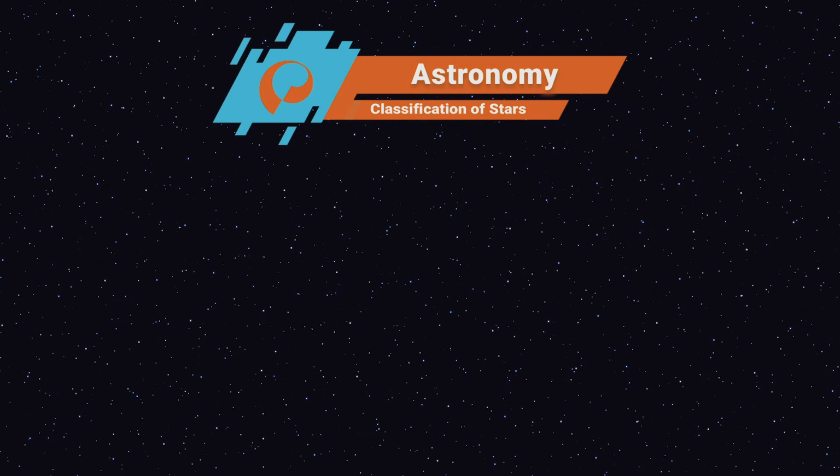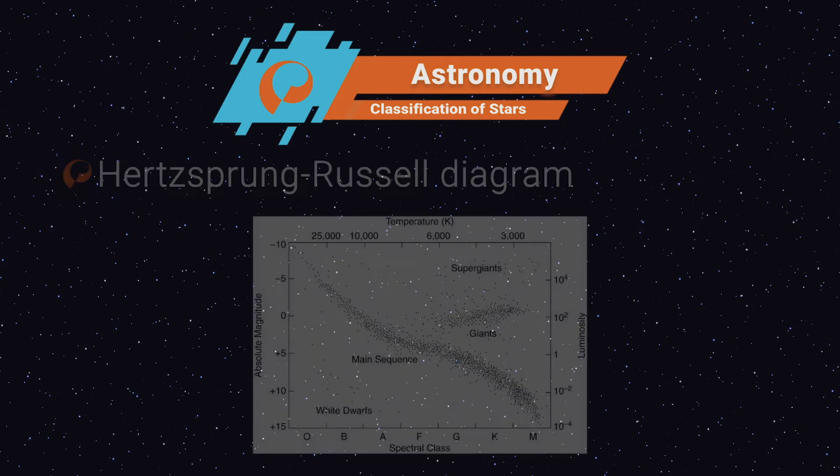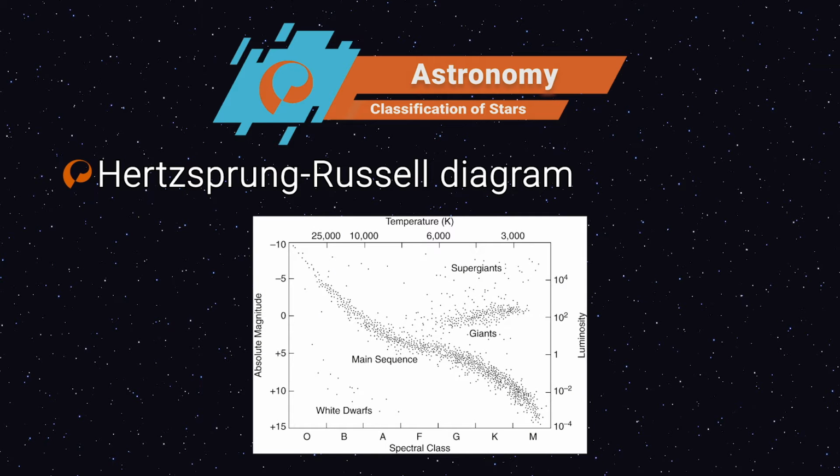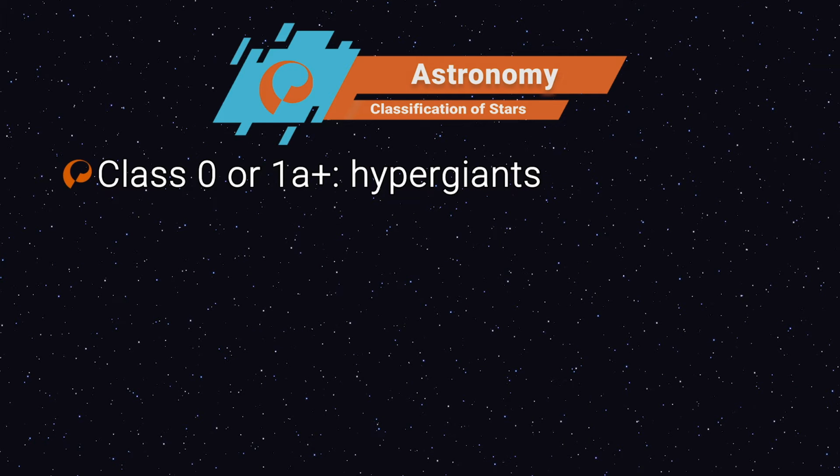Plotting the temperature, spectral class of stars versus their luminosity, apparent magnitude, produces the Hertzsprung-Russell diagram, H-R diagram. Natural groupings appear when the stars are plotted on the Hertzsprung-Russell diagram. These are luminosity classes and correspond to the size and brightness of the stars in each group. The majority of stars fall into a path called the main sequence. A Roman numeral is added to the spectral class of a star to denote its luminosity class. Class 0, or 1A+, hypergiants.